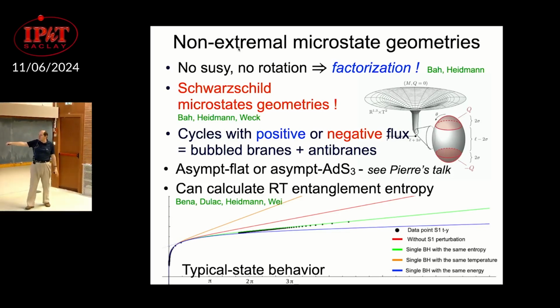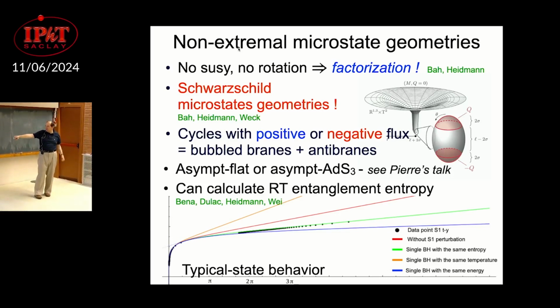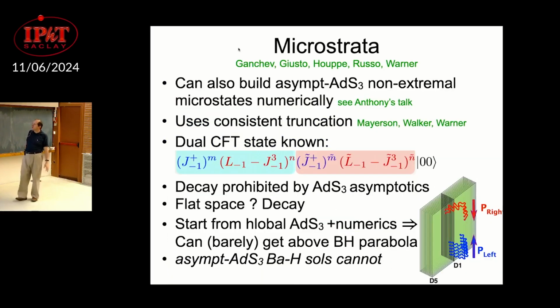You can compute the RT entropy. It has the right features at small angles. It gives you some value which is the right one. At large angles, it matches the most entropic configuration. You can check that they have the right features.